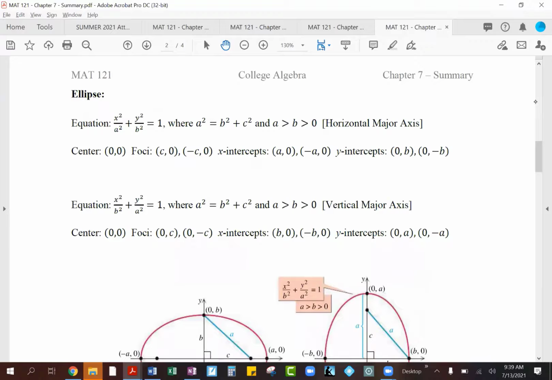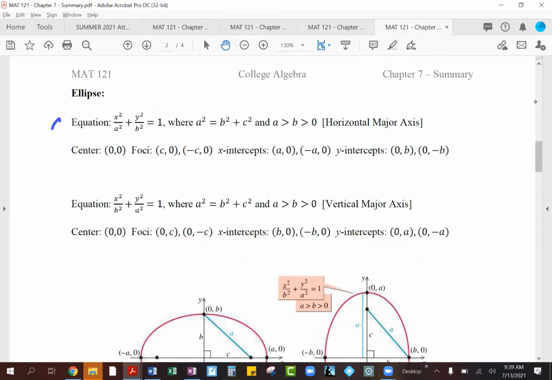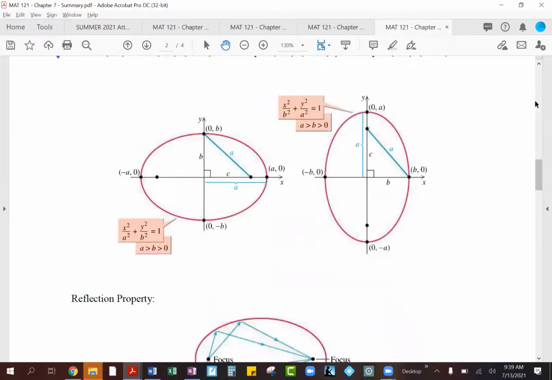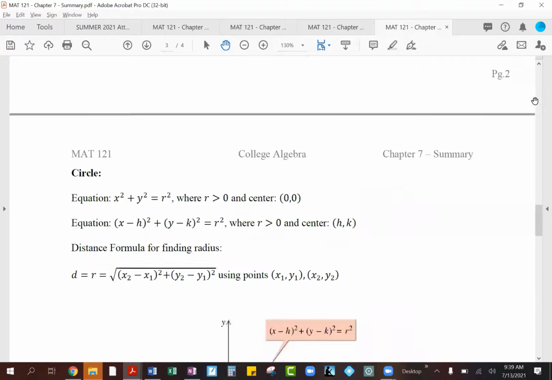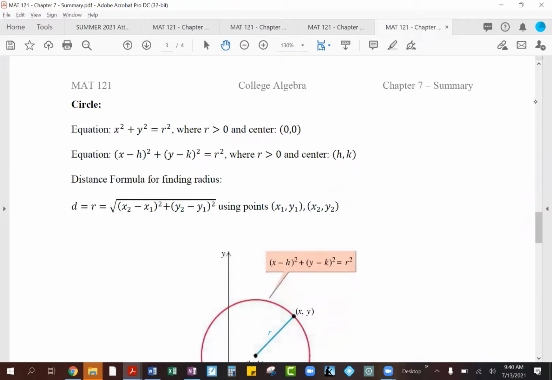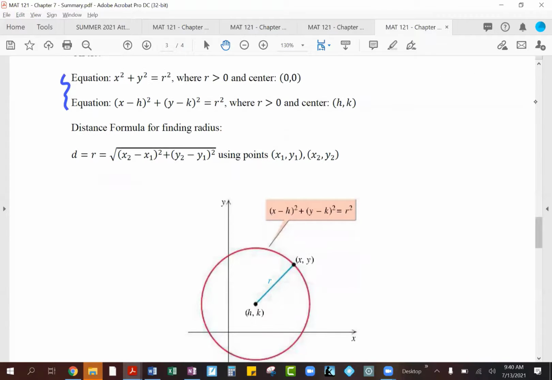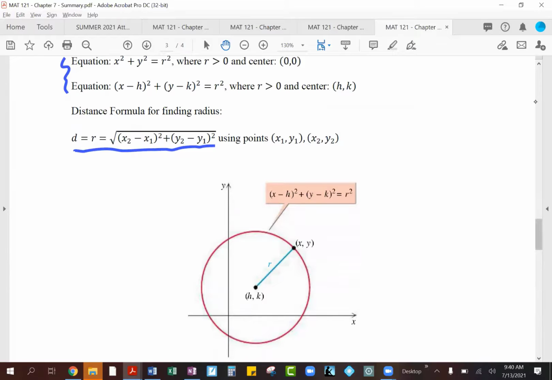I've done that same thing here for ellipses to show you the two different types of equations and how the focus, x and y intercept values will change, and again, their graphs and reflection property. Your circle, again, with the two different types of equations based on where the center is going to be. This will come in handy because as you look through your examples, a lot of times they don't give you the radius and you have to find the radius for your circle. The distance formula would help you find the radius.